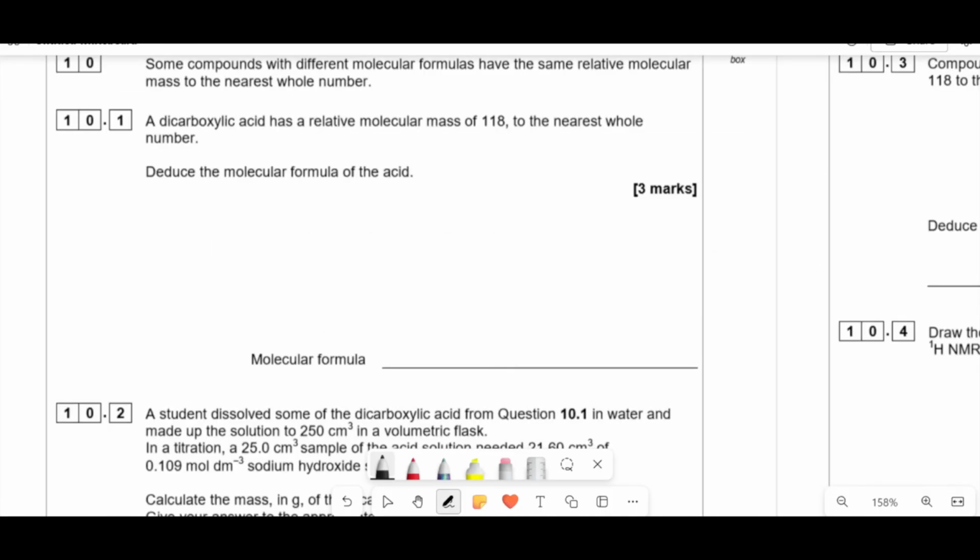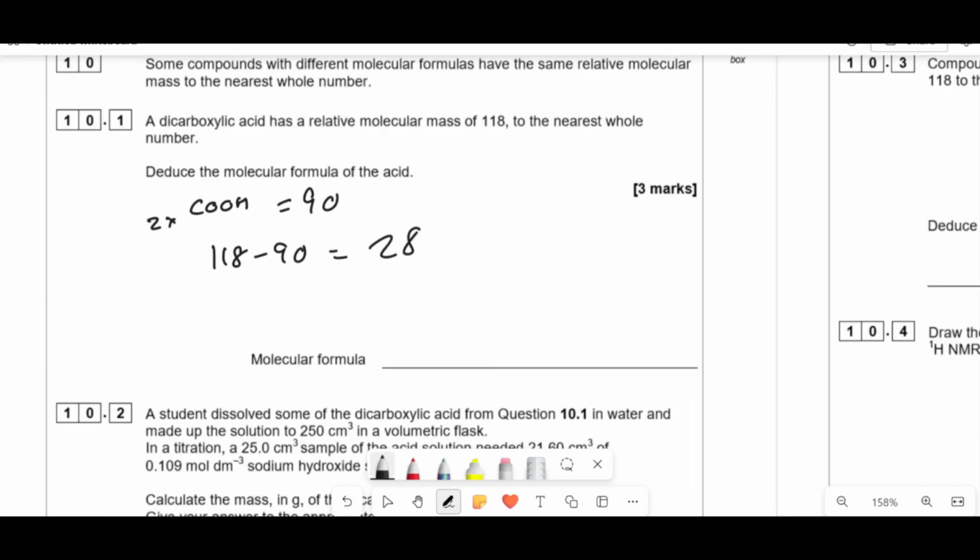There you go. A dicarboxylic acid has a relative molecular mass of 118 to the nearest whole number. Deduce the molecular formula of the acid. So I know it's going to have 2 lots of COOH in it. If I do COOH, that's 12 plus 16 plus 16 plus 1, and it's got 2 lots of them, so I know it's got 90 already. So 118 minus 90 is whatever's left over, which gives you 28.